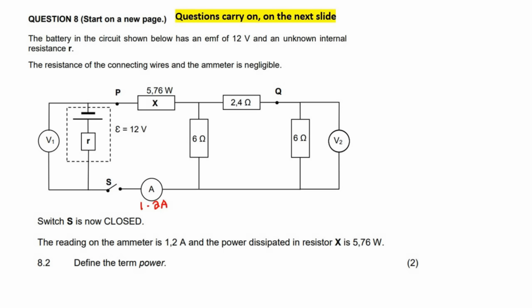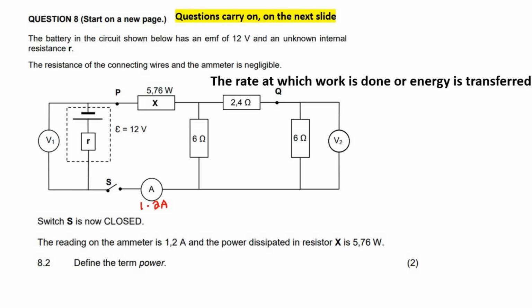The switch is now closed, and the reading on the ammeter is 1.2 amps, and the power given off or dissipated in resistor X is 5.76 watts. It says define the term power. And there's the definition of power. It is the rate at which work is done or energy is transferred.